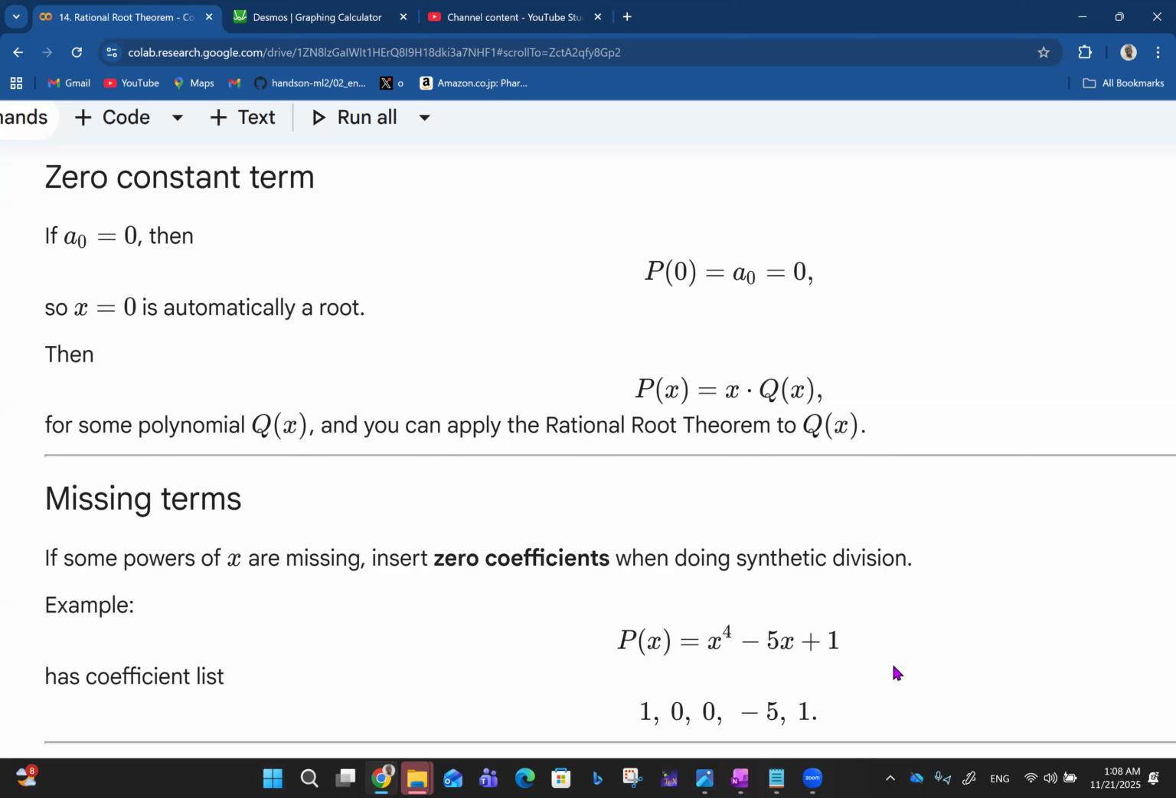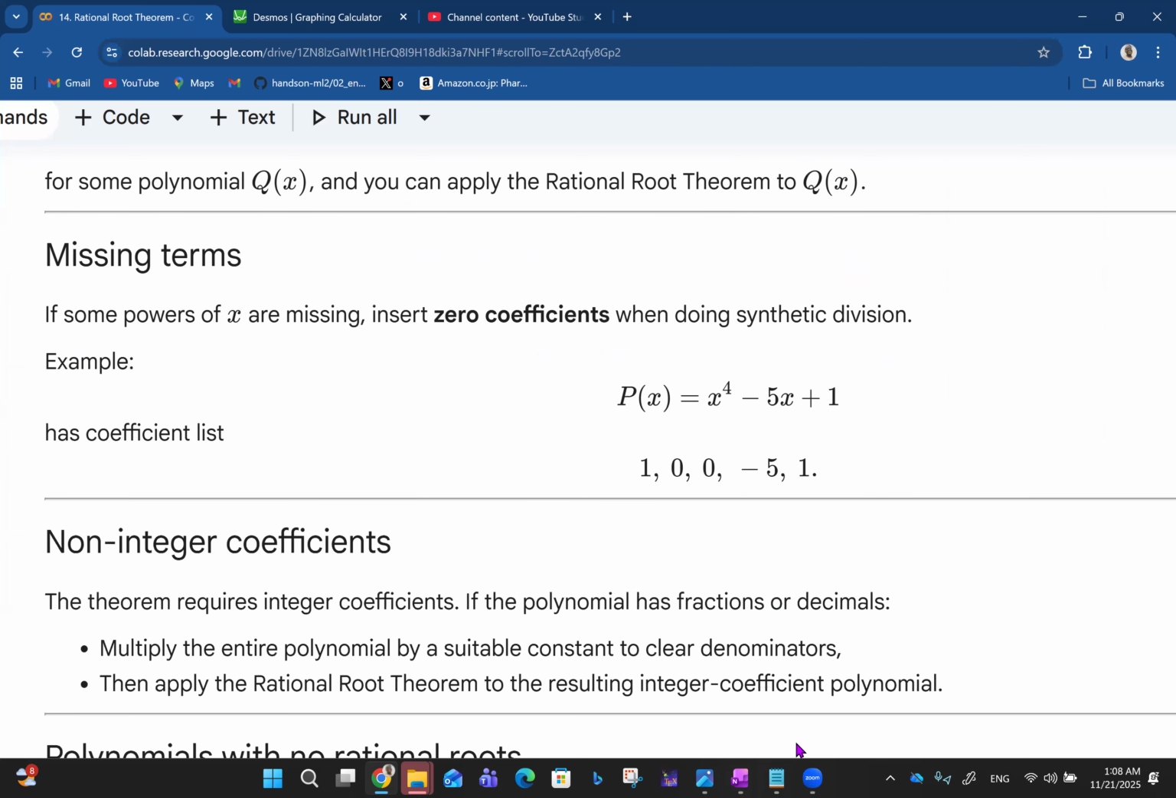So this has coefficient list 1, 0, 0, minus 5, 1. So here, x raised to the power 4, coefficient 1. X raised to the power 3 is not there, so the coefficient is 0. X raised to the power 2 is not there, coefficient 0. Then x raised to the power 1 is there, that's minus 5. Constant, that's 1. And that goes like that.